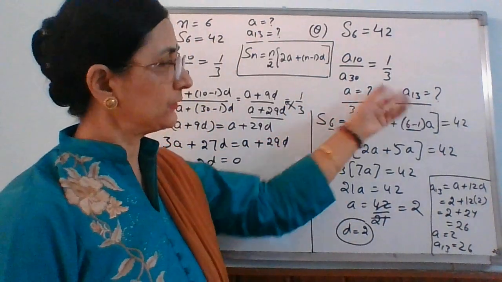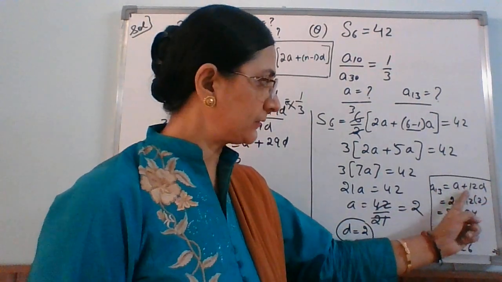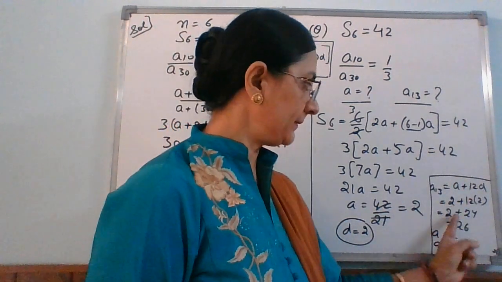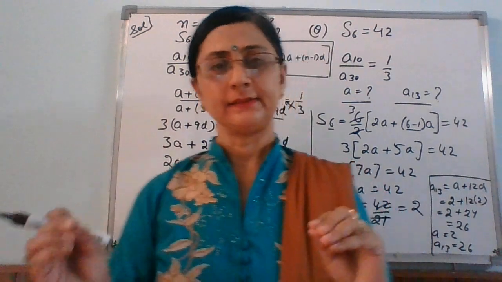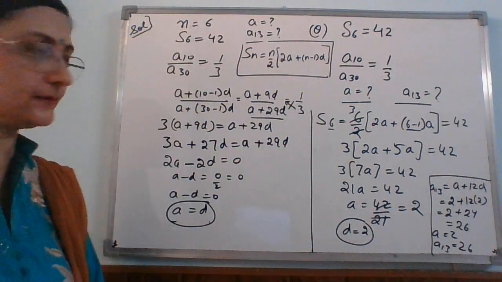a13 निकालना है तो अप्लाई द फॉर्मूला. a13 is written as a plus 12d. 12 क्यों? क्योंकि 13 माइनस 1, n माइनस 1 होता है, सो वहां पे d भी डाल दो, a भी डाल दो, you'll get 26. तो आंसर क्या है? a is 2 और a13 is 26. I hope this question is clear, right?